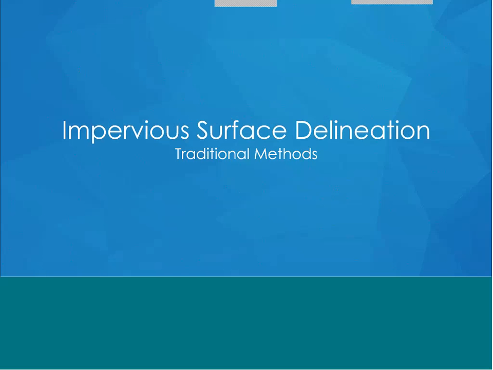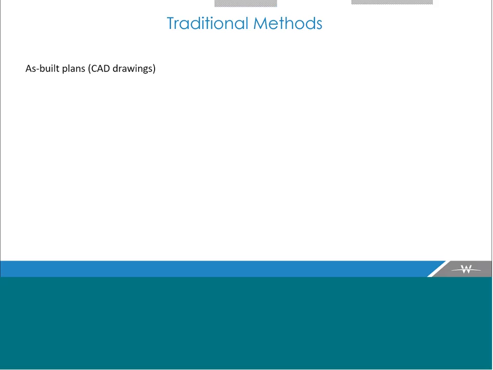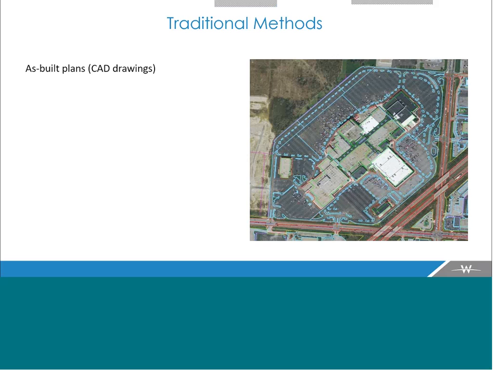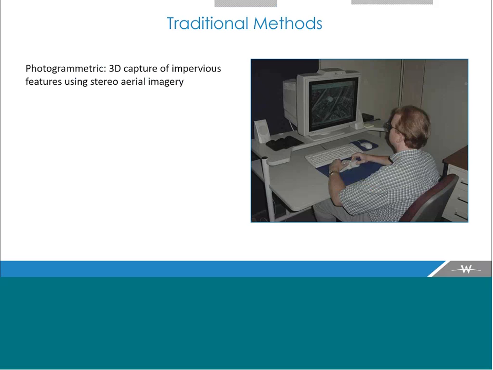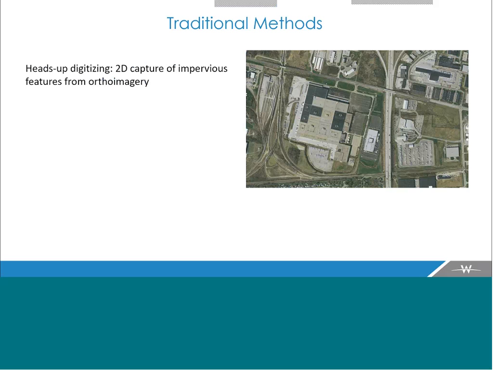In the past, impervious surface delineation has been quite a challenge for a lot of us remote sensing and mapping scientists or mapping technicians. The methods that we have used in the past to carry out impervious surface delineation have relied a lot on as-built or architectural drawings. They have also been based upon stereo compilation, as well as just heads up capture of impervious surfaces.